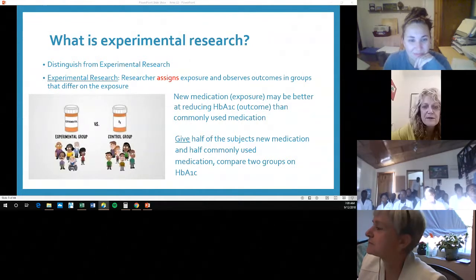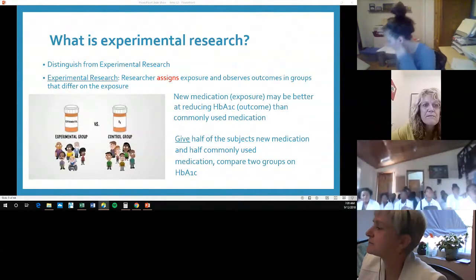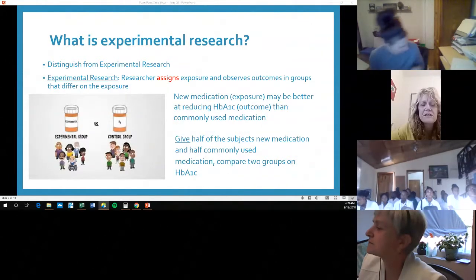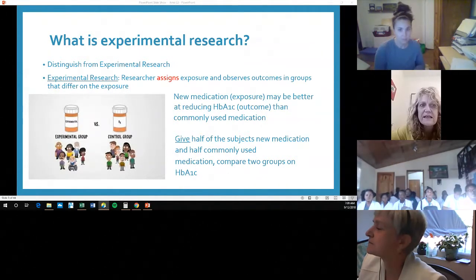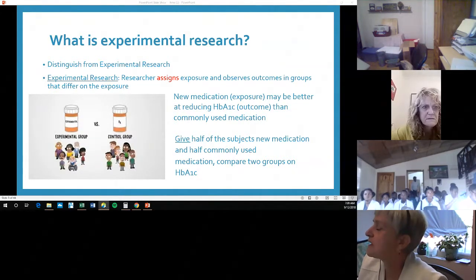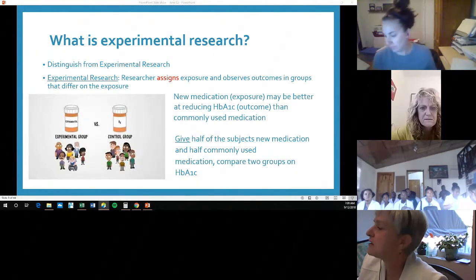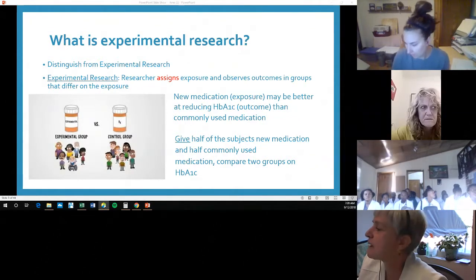So, for example, a new medication, which is an exposure, may be better at reducing hemoglobin A1C in diabetics than a commonly used medication. Bon, par exemple, l'exposition à un nouveau médicament peut donner des meilleurs résultats dans la réduction de l'hémoglobine glyquée ou hémoglobine A1C que le médicament que l'on utilise couramment.